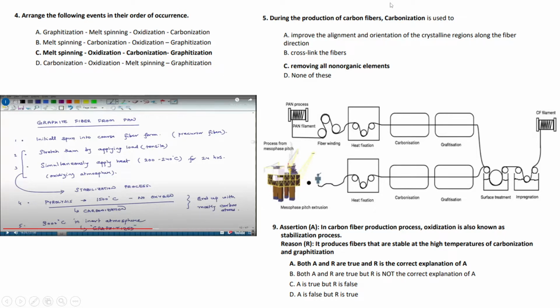Then in the next question, it was asked that during production of carbon fibers, carbonization is used. So as sir has already explained, it is the process in which the carbon fibers are heated at very high temperatures so that extra impurities and non-metallic elements are removed from their surface or within their medium also. So that's why this is used for removing non-organic elements, and thus third is the right answer. These questions were quite direct, so I don't think I need to explain a lot in this. And the ninth question was also based on the same method.